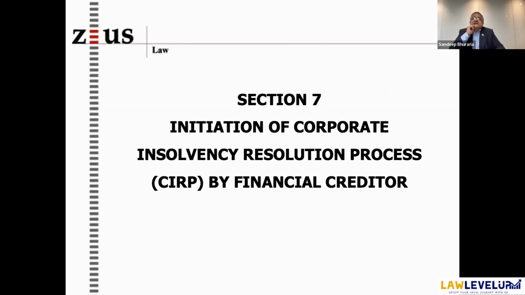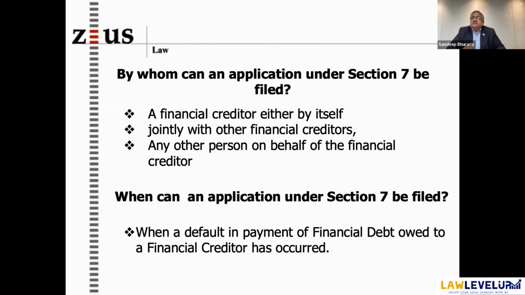Section 7 is initiation of a corporate insolvency resolution process by a financial creditor. So, my friends, what is Section 7? Section 7 here is when there is an amount due to a financial creditor and that amount has not been paid, which means that there is a debt and there is a default, and which will then help a financial creditor to initiate CIRP proceedings against a corporate debtor, and for that he will have to take help of Section 7.